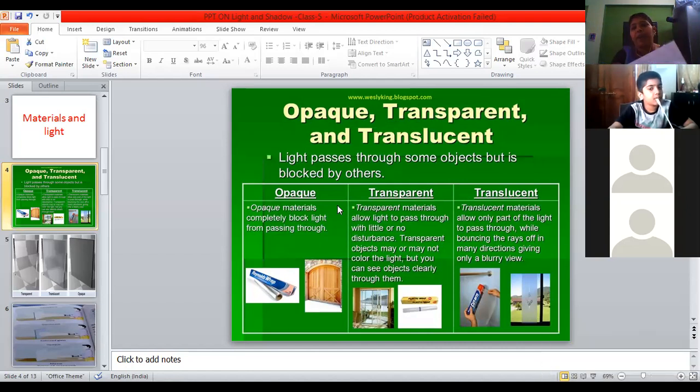Even we use different types of plastics in our day-to-day life, and bottles also we use, which allow some amount of light to pass through them. They are called as translucent materials. Examples, colored glass, dirty water, and a sheet of paper which is rubbed with oil. All those will come under translucent materials.